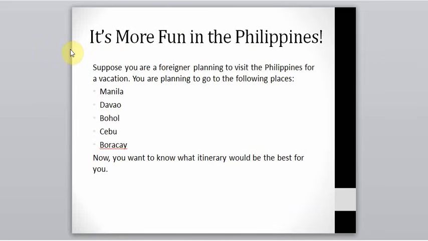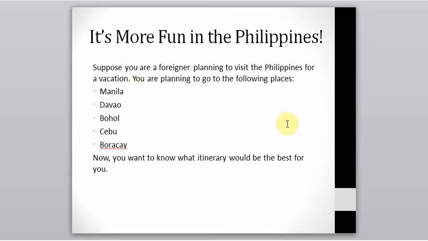The problem is entitled, "It's More Fun in the Philippines." Suppose you are a foreigner planning to visit the Philippines for a vacation. So you are planning to go to the following places: Manila, Davao, Bohol, Cebu, and Boracay. Now you want to know what itinerary would be the best for you. Which among these places should you visit first, then what's to follow, and so on.